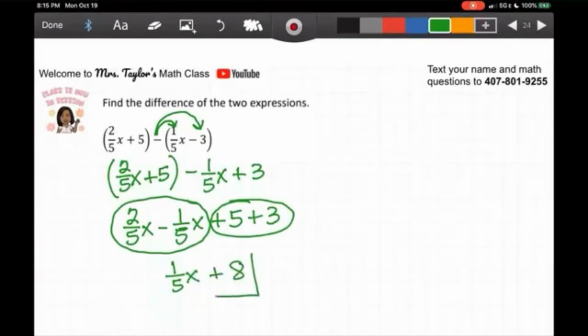Here we go, here we go. Let's keep it moving.